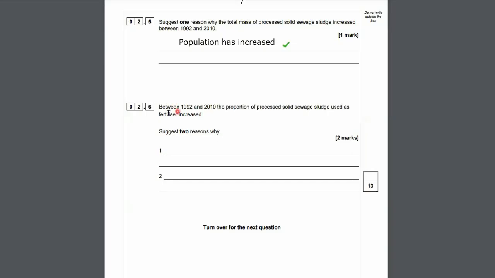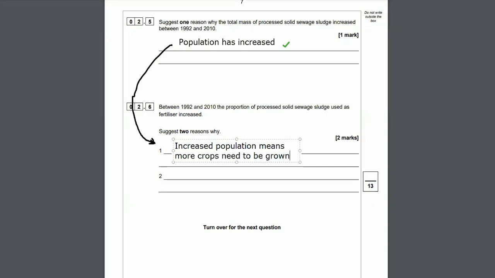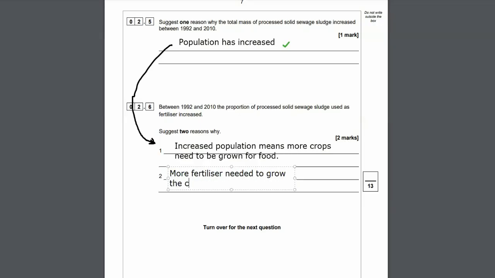Okay, between 1992 and 2010, the proportion of processed solid sewage sludge used as fertilizer increased. So why are we increasingly using solid sewage sludge as fertilizer? Well, we want to grow more crops, and again, we have an increased population, which means we need more food, so we need more crops. And therefore there is an increased demand for fertilizer. More people gardening, more people using fertilizer. So there's an increased demand for processed solid sewage sludge as fertilizer.